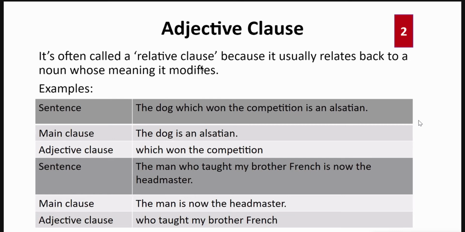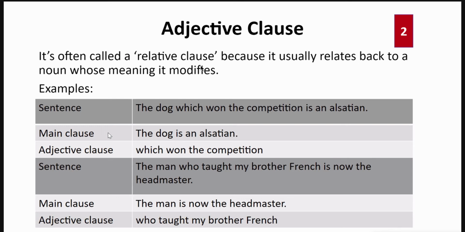The second type is often called a relative clause atau adjective clause because it usually relates back to a noun whose meaning it modifies. Do you still remember what is the function of adjective? Modify the noun. While something that modifies the verb is called adverb. The dog which won the competition is an Alsatian.